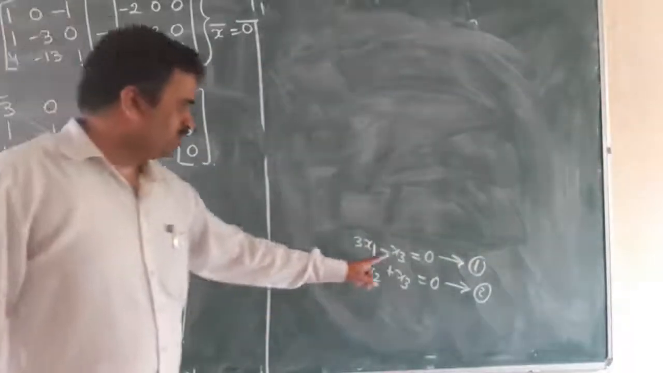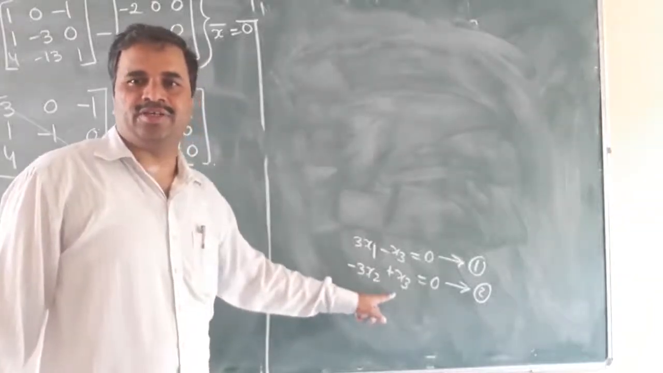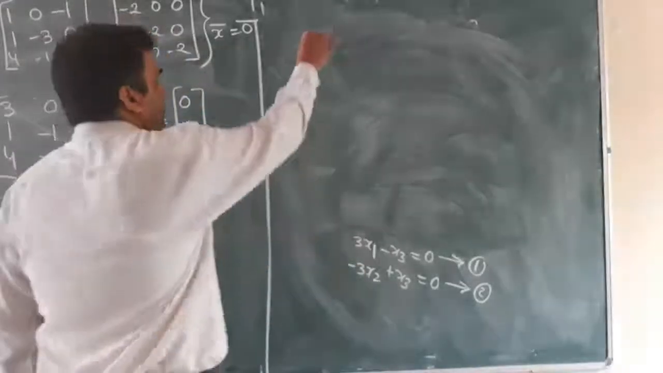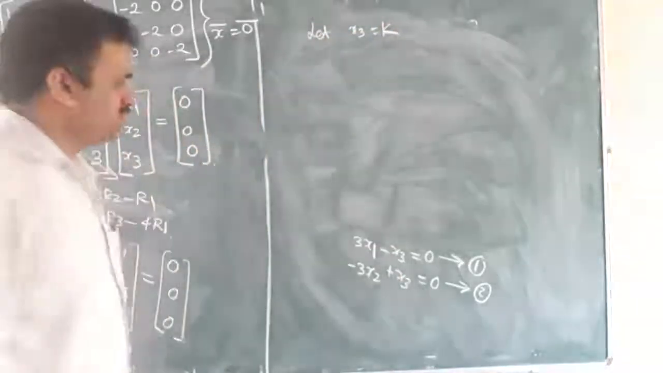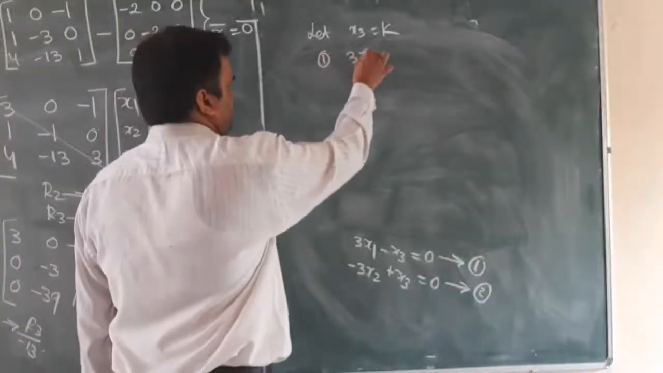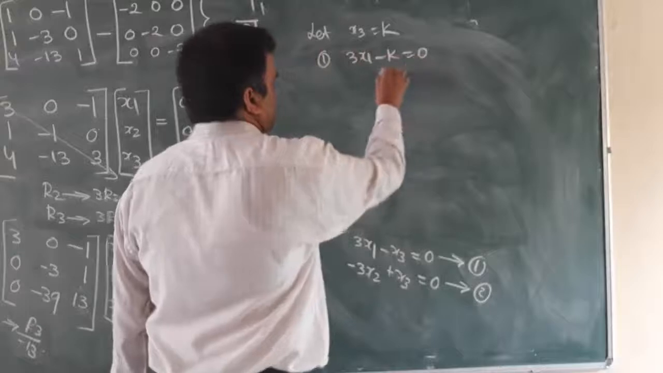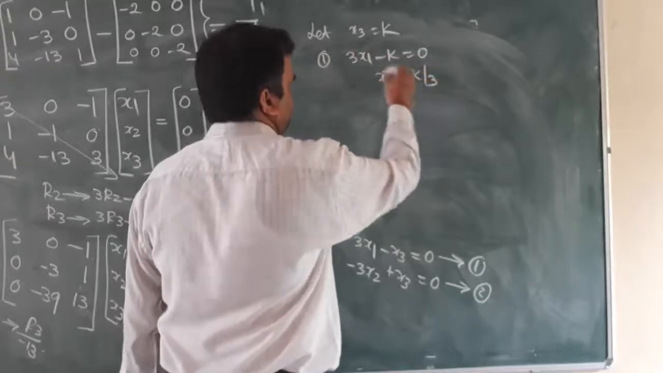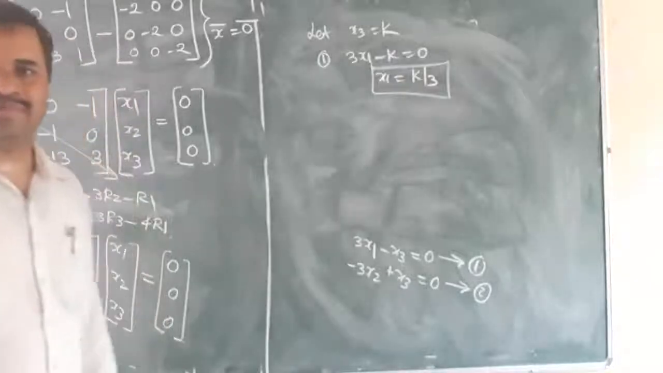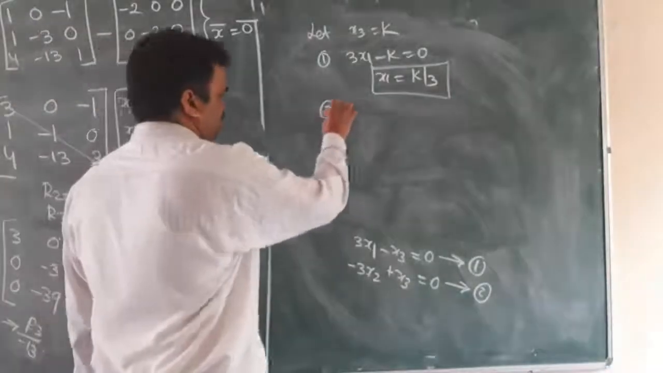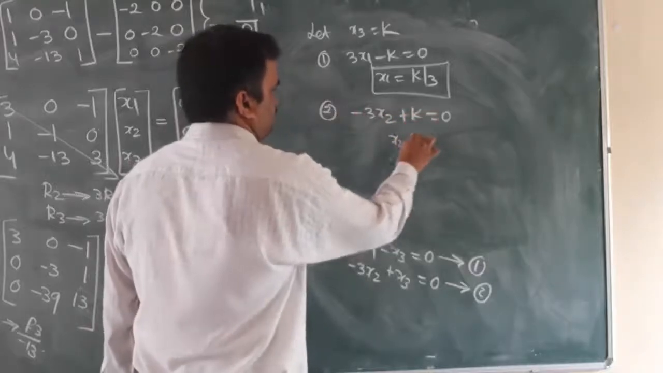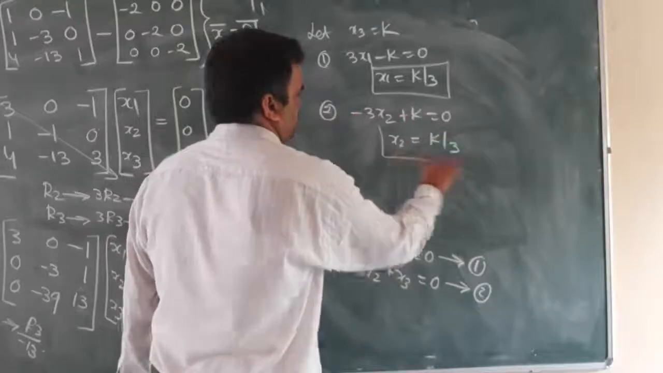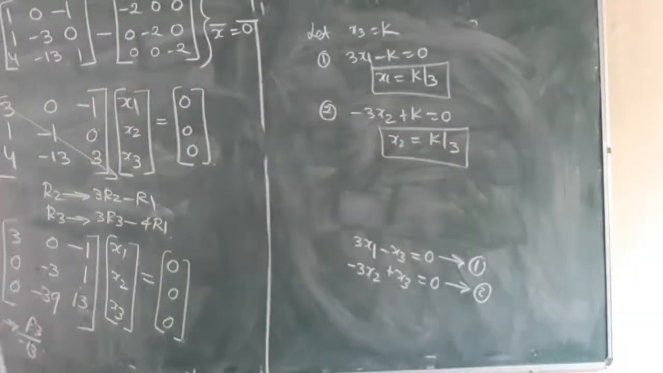Let us assume three variables in two equations. So assume one of the variables as k. Let x3 is equal to k. So obviously equation 1, 3x1 minus k equal to 0, x1 equal to k by 3. Now x2. Equation number 2, minus 3x2 plus k equal to 0. x2 is equal to k by 3. Both are same. x1 is k by 3, x2 also k by 3.